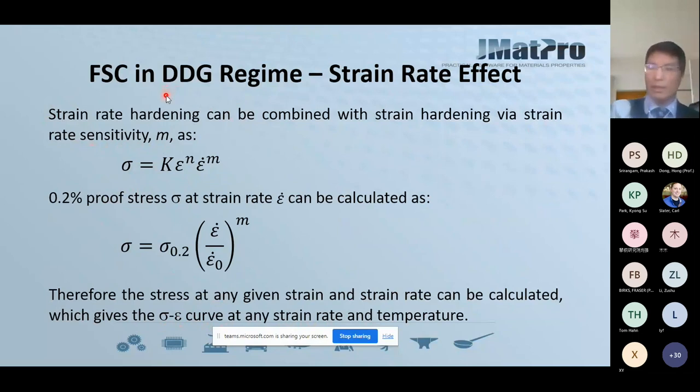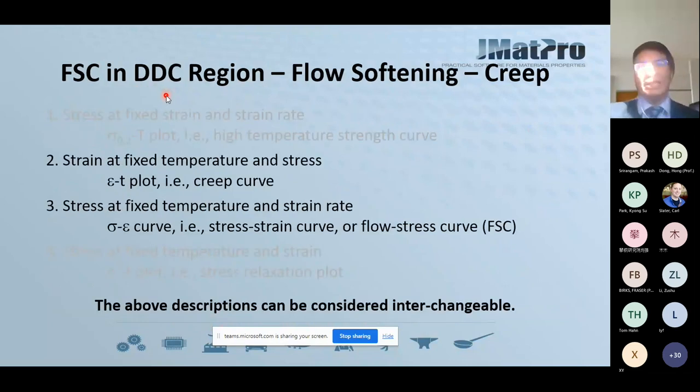So one thing we are lacking is the flow softening region or DDC region. In this region, we are not so lucky in that not many equations are available to model these kinds of flow stress curves. But we do realize that there are lots of efforts on studying the creep behavior. And here comes the trick. Instead of trying to model flow stress curves directly, we model the creep curve first. And then after that, we do a simple conversion, because that is just a simple computer program that can easily do the conversion.